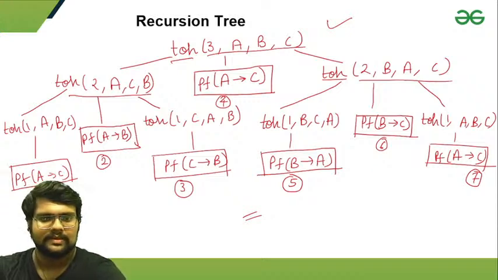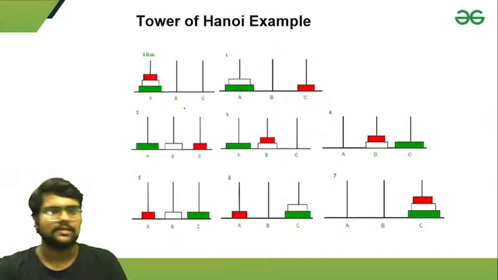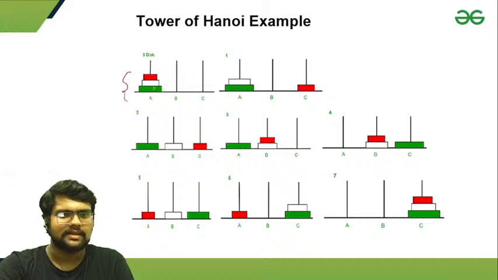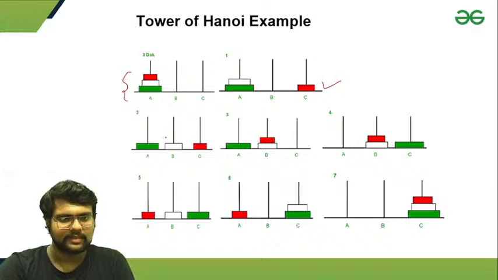Okay, yeah. So this is about the recursion tree for this Tower of Hanoi problem. So let's visualize it. So we have 3 disks here. So we first move this disk to C. Okay. Then we move our second disk to B. Then we move this again to B.